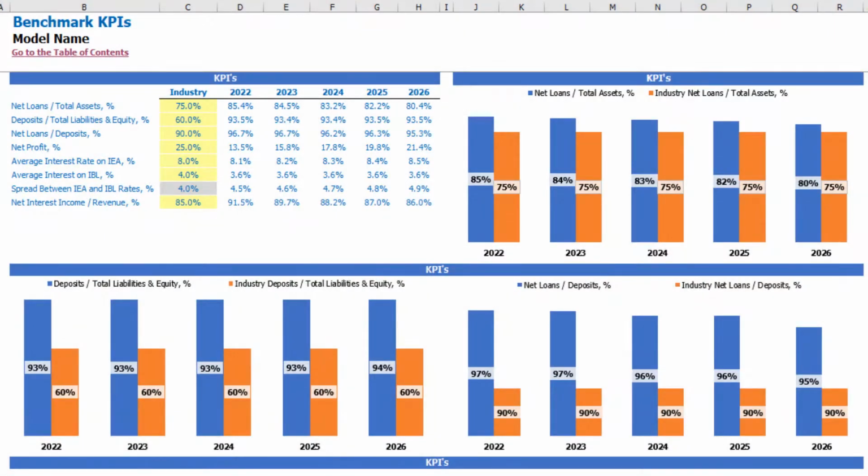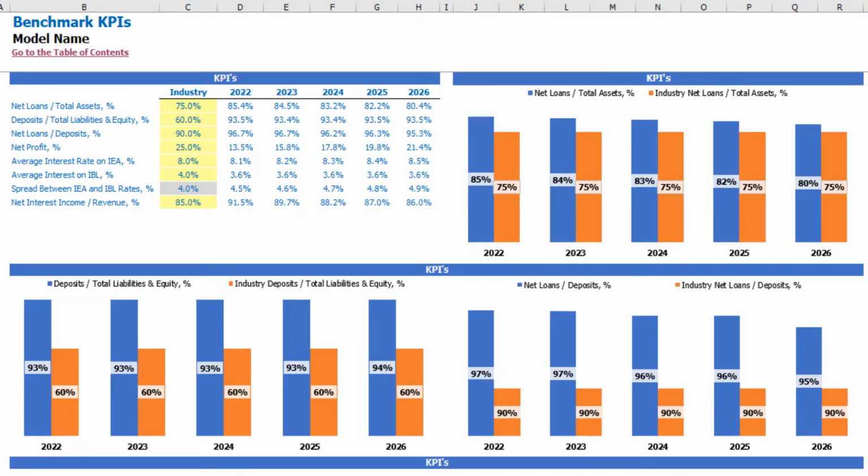On the KPIs tab, you may input the industry benchmark value and compare it to the values calculated by the model for the next KPIs. Net loans to total assets share, deposits to total liabilities and equity share, loans to deposits or net loans to deposits, net profit percentage, average interest rate on interest earning assets, average interest on interest bearing liabilities and spread between them, and finally the net interest income to the revenue share.